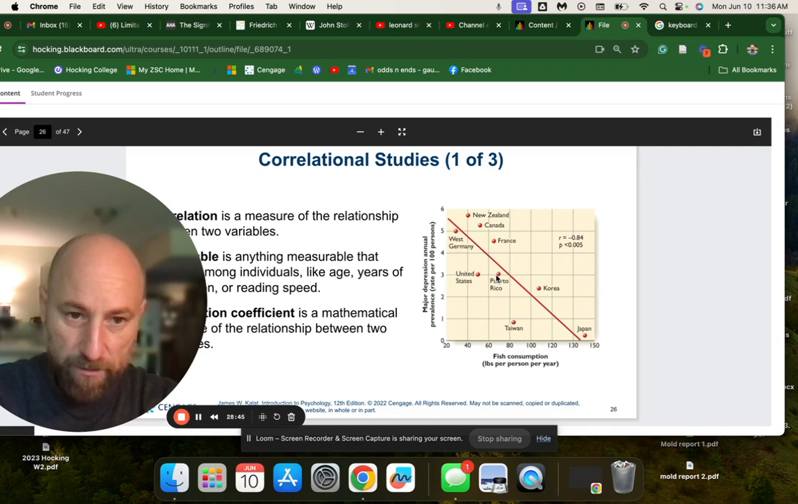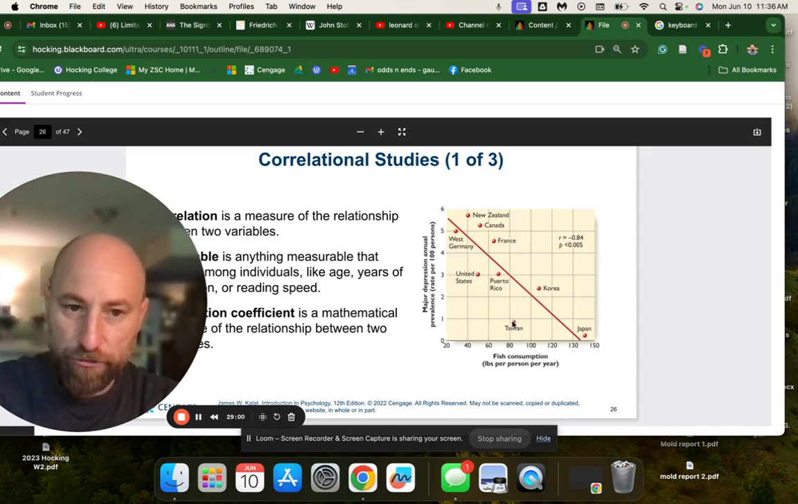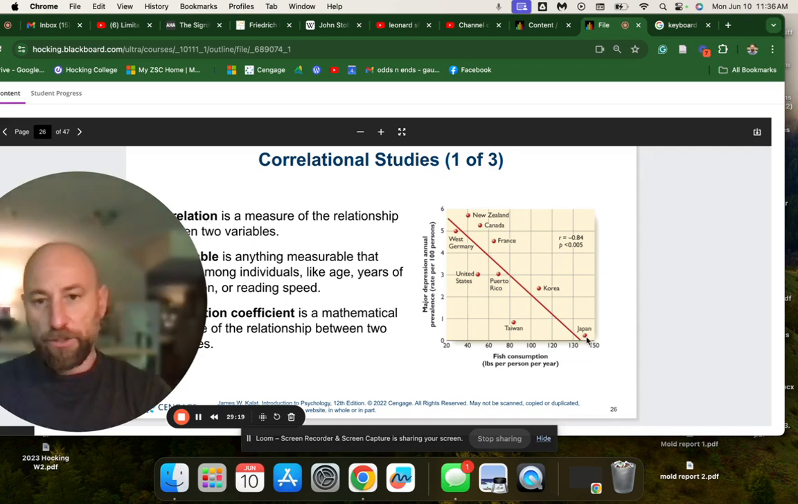France, Puerto Rico, okay. Puerto Ricans are consuming about 70 pounds of fish per year. Similar level of depression to the United States, 3 people per 100, but less fish. Taiwan, dramatically less depression, 1 per 100, more fish. Korea, more fish. We're looking at about 110 pounds of fish, 2.5 people depressed there. And Japan, almost 0 people reporting depression, and they're consuming about 140 pounds of fish per year.